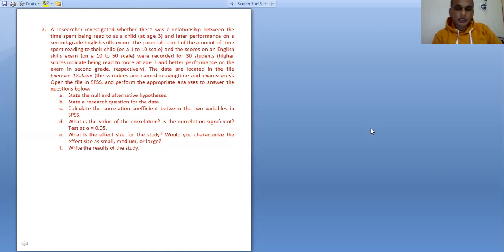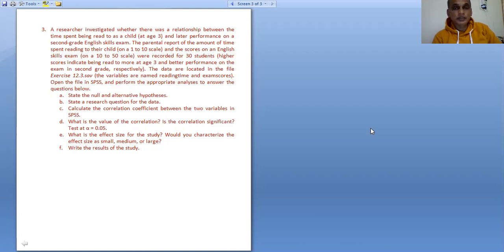If you look at the question here, we are talking about a child at the age of 3, and how much the parents were reading to him or her. So the amount of time spent reading to the child, on a scale of 0 to 10. And maybe a few years later, when the child was taking an English skills exam, the score of the child on a scale of 10 to 50 is being recorded here for the 30 students.